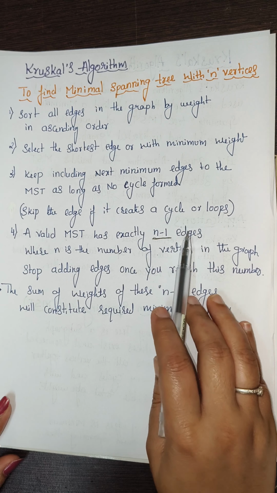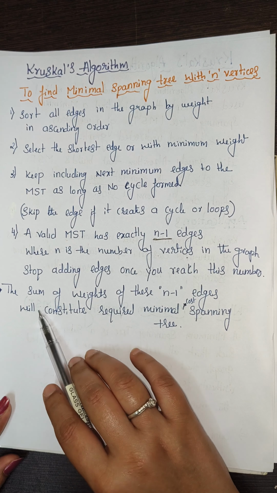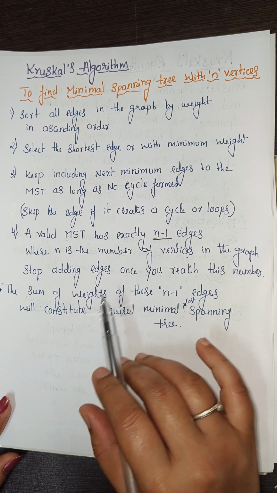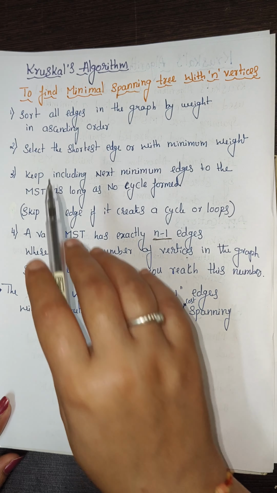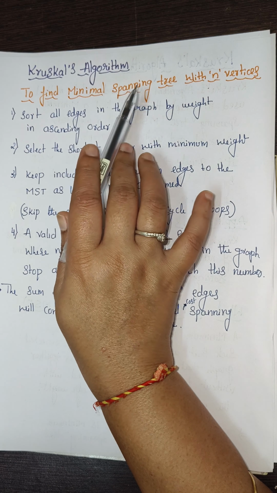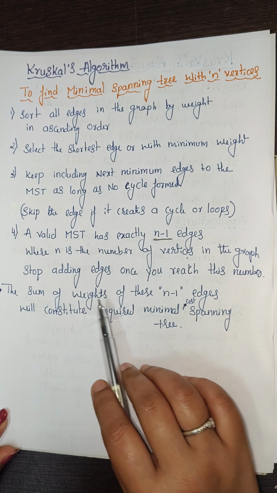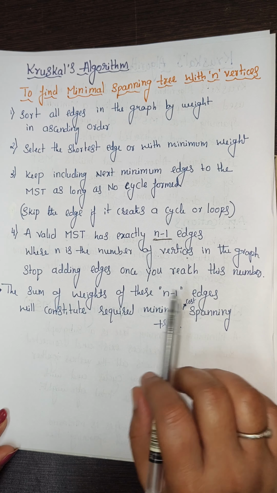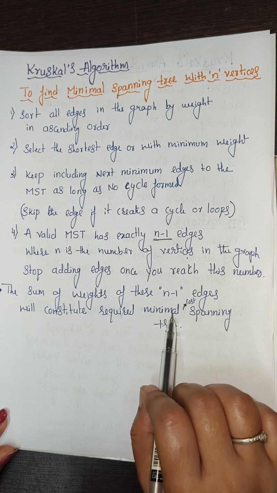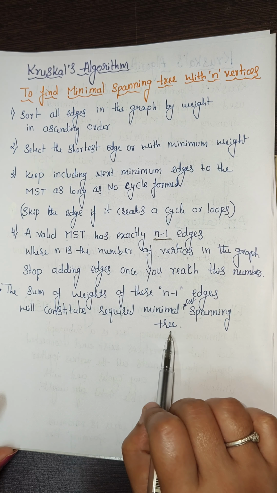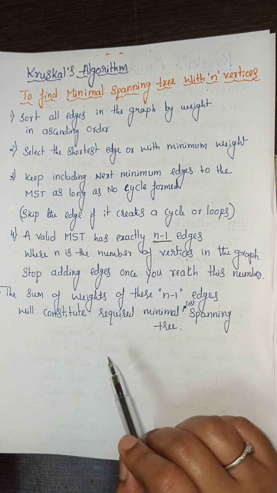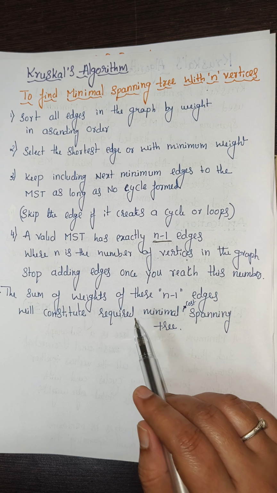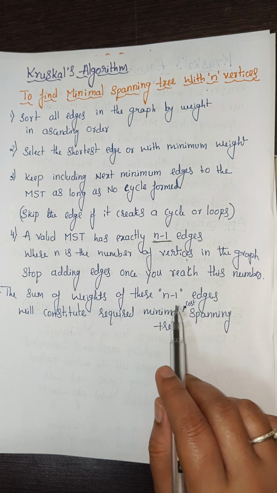While solving the question we will see this. Then the sum of the weights. After that we need to add all the weights of the edges. That is the total cost of the minimum spanning tree. The sum of the weights of the n minus 1 edges constitutes the required minimal cost of the spanning tree. You can call it cost, value, or weight. All the meanings are the same. In the questions they will use cost, value, or weight.